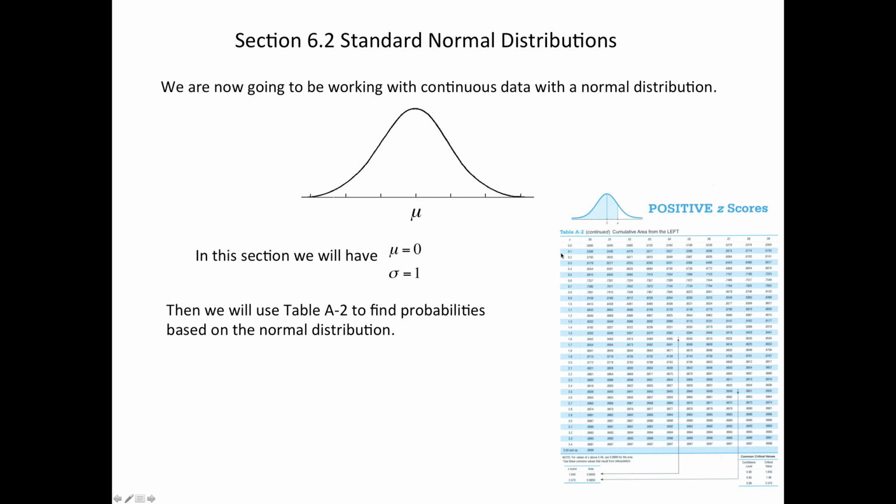The other thing to notice on this table is the way you use it. Let's say that z is equal to 2.51. On this side you would look for 2.5. So here's 2.5. And then for the last decimal place, if it was 2.51, you would look right here. You see where that column and that row meet, and it meets at 0.9940. That means that this shaded area over here is 0.9940, or 99.4% of the data.